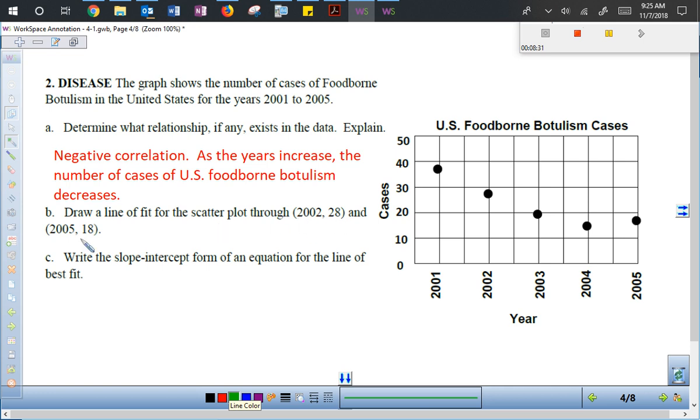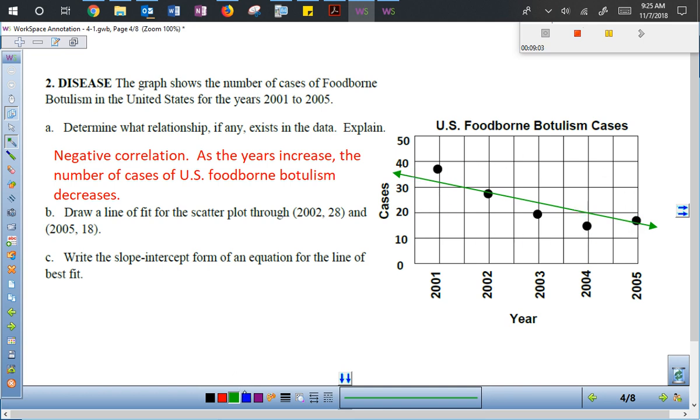Now, Part B says, draw a line of fit for the scatter plot through the points 2002, 28, and 2005, 18. So we need to get out our straight edge here, and they want us to draw a line of best fit through this point and this point right here. So using our straight edge, we connect it all the way through and end it with arrows. So that's going to be a nice line to represent what's happening in this study.